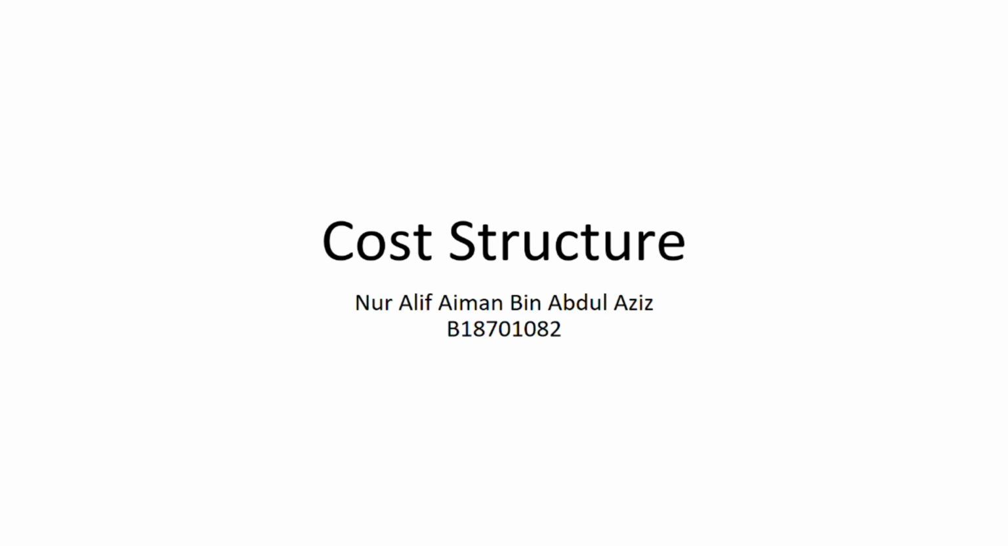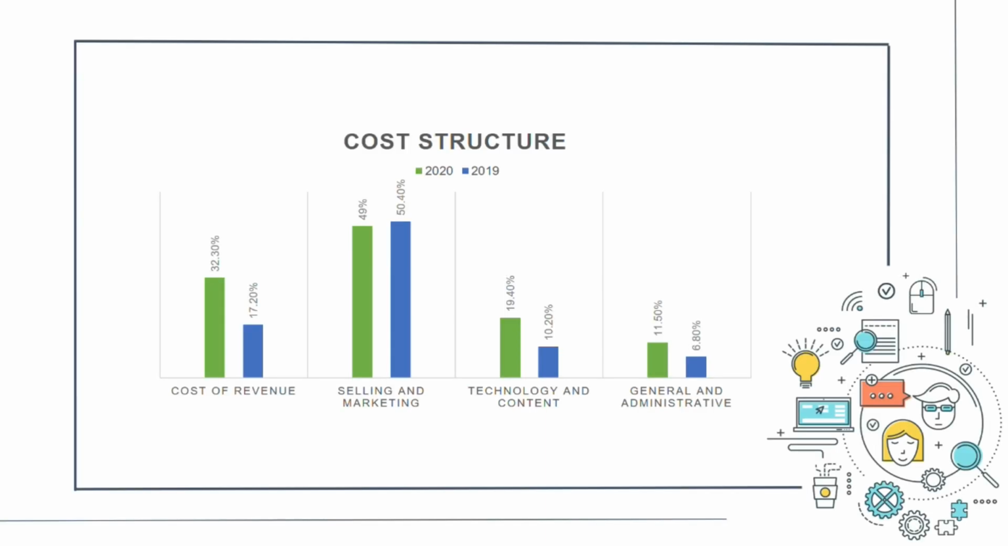Today I would like to present the cost structure in the business model canvas of Expedia. There are four cost structures, which are cost of revenue, selling and marketing, technology and content, and general and administrative. So, first, cost of revenue.